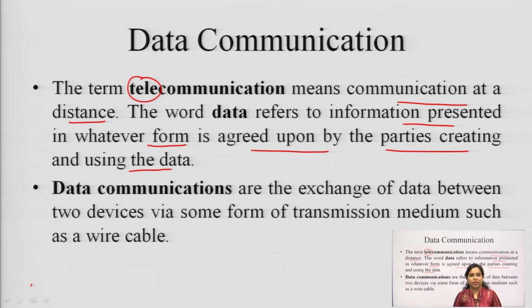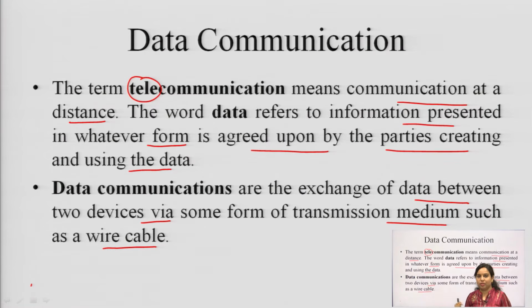Now, data communication is the exchange of data between two devices via some form of transmission medium, such as a wire cable. There is another term presented here. What is a transmission medium? For communication, for transferring the information, you have to set up a link between the transmitter and receiver. There are two types of links. It may be a direct connection, meaning a point to point connection.